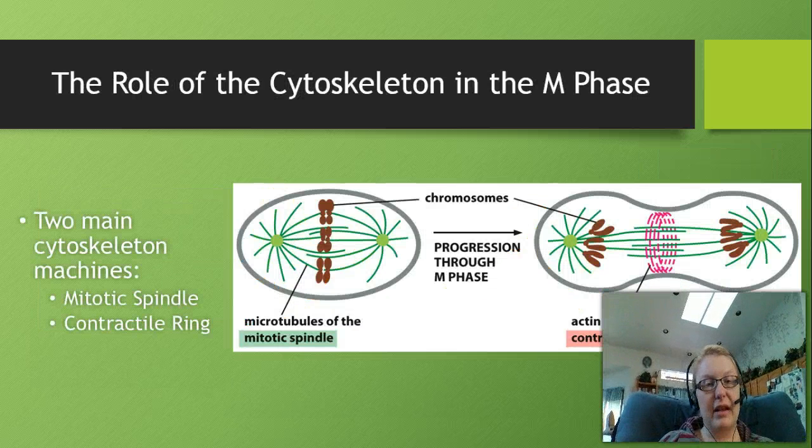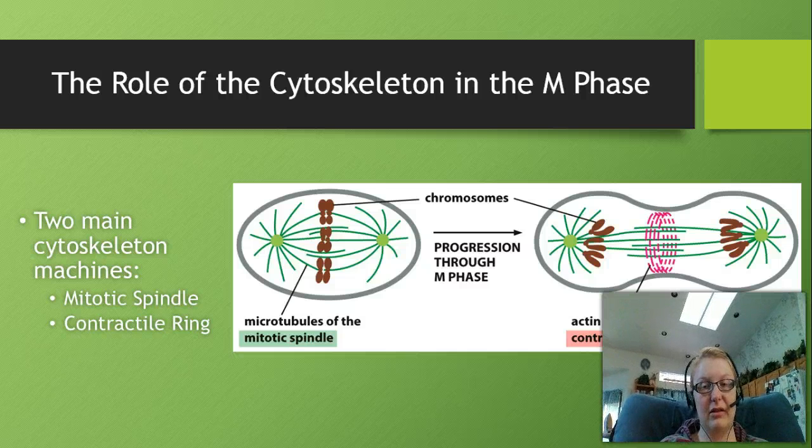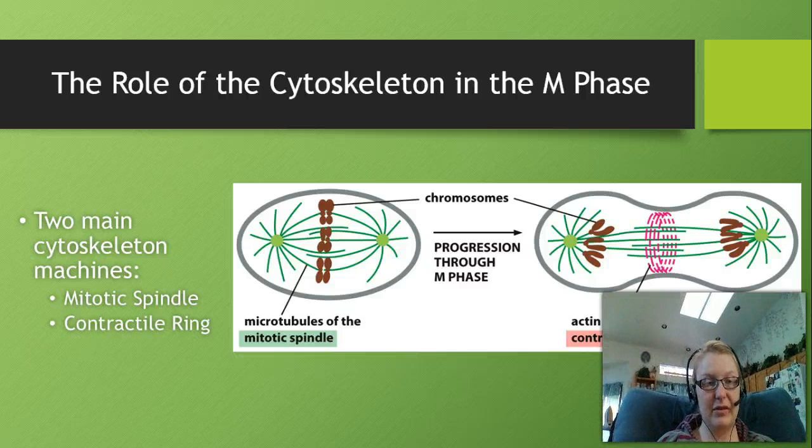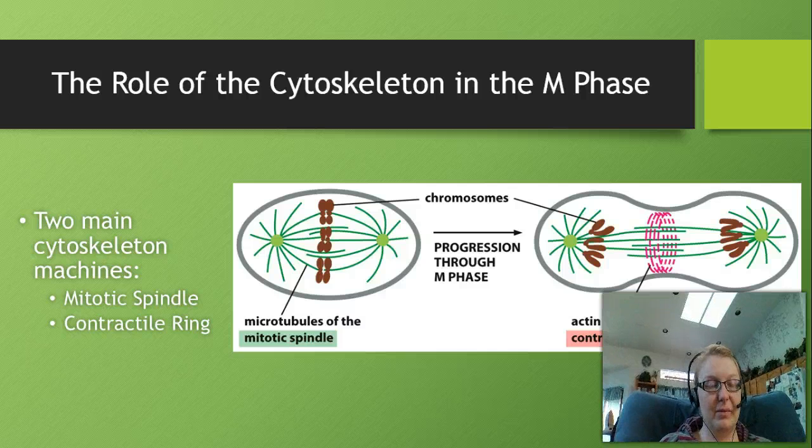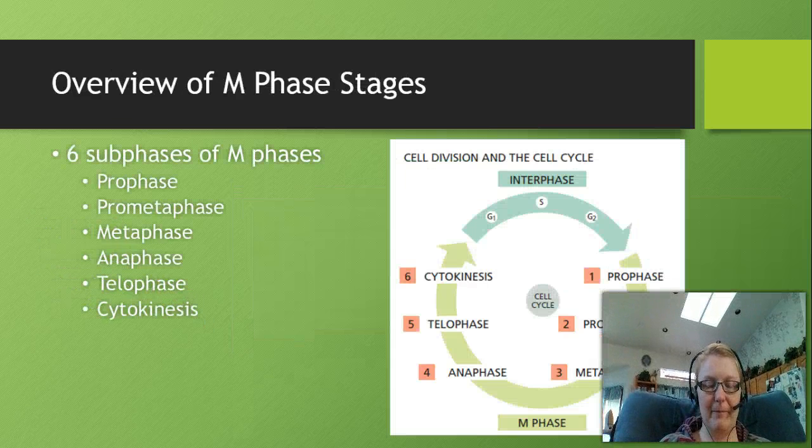So the cytoskeleton plays a huge role in M phase, and there's two main cytoskeleton machines you're going to see us talk about in the next couple slides. We have the mitotic spindles and the contractile ring. We're going to talk about each of these a lot, so let's not worry about them too much, but I want you to make sure that you understand that that's what we have to deal with. So we have mitotic spindles and the contractile ring.